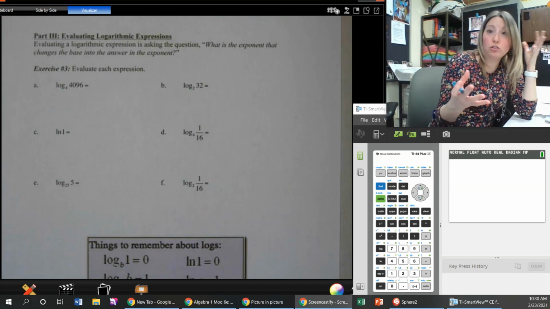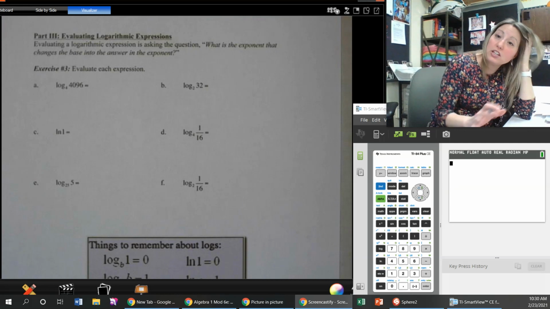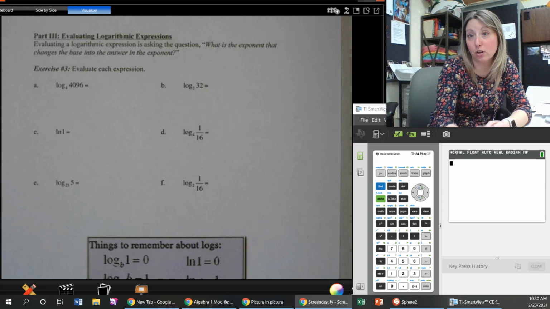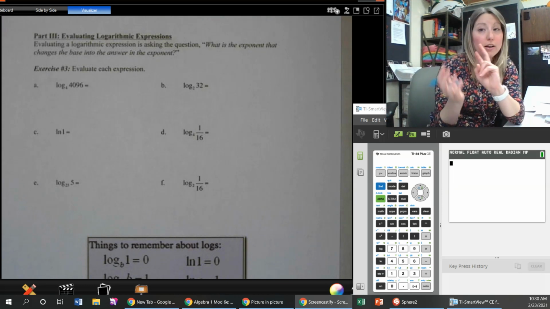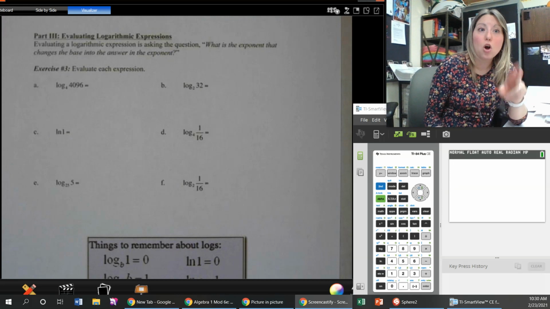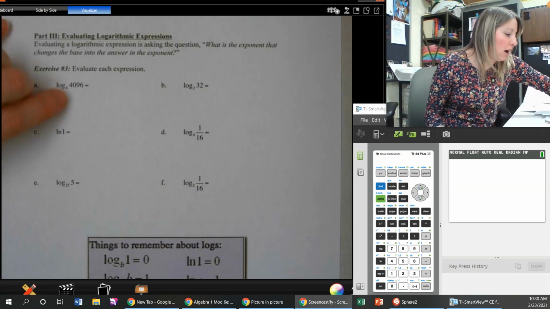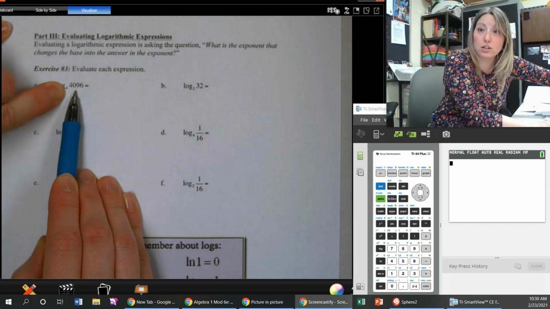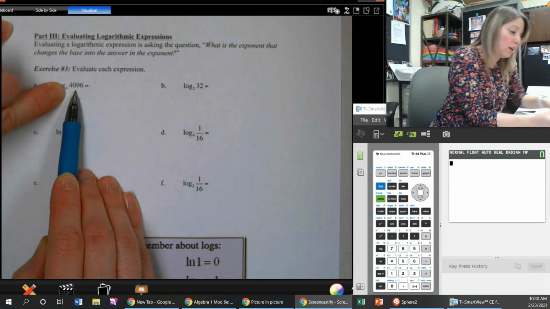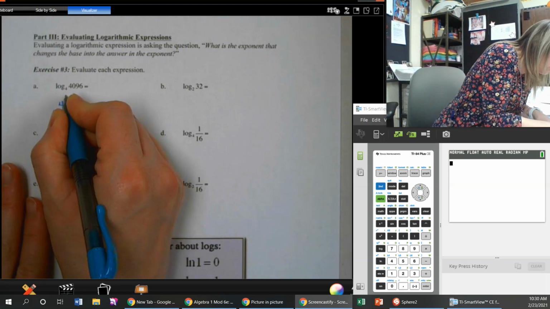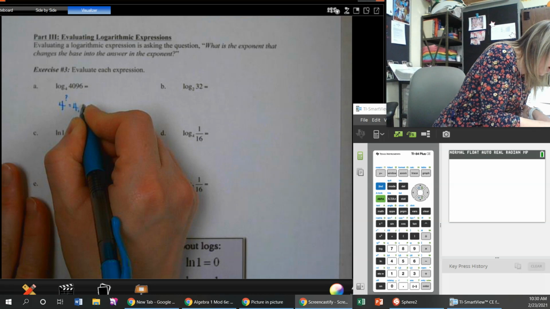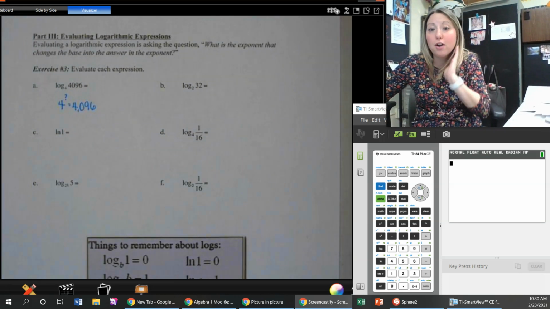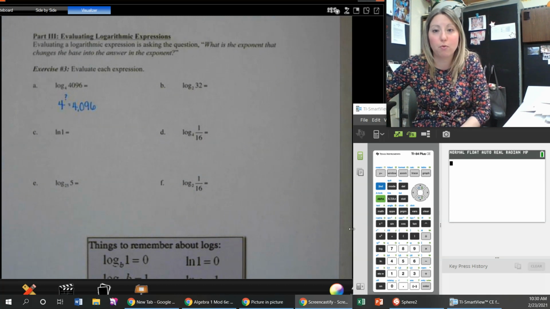Let's actually evaluate some expressions. Notice these are not logarithmic equations because I do not know the answer on the other side already. So the directions here are not convert. The directions here are, what is the exponent on this base that gives me this answer? That's what the directions are asking when they ask you to evaluate. So the question you want to be asking yourself is 4 to the what power equals 4,096. This is where your graphing calculator can come in handy in a couple of ways.